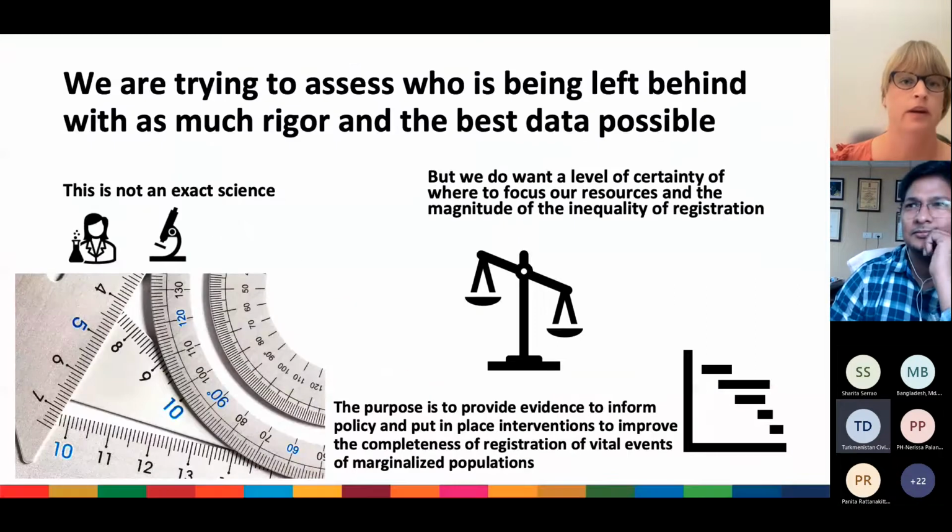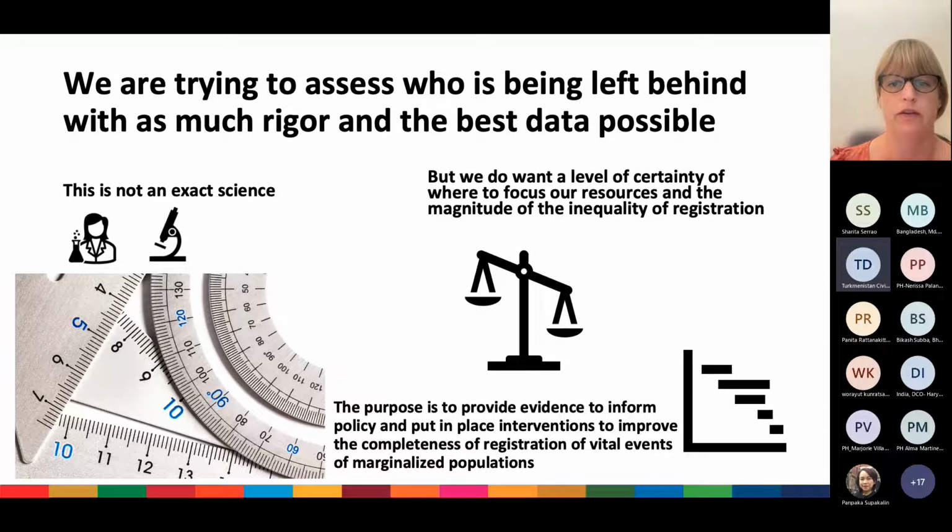So we discussed what an inequality assessment is, and we said it was a quantitative assessment trying to assess who is being left behind in the registration of vital events with as much rigor and the best data possible. So we said it's not an exact science because we're working with administrative data, so we know that there's likely to be more errors, and especially when you start disaggregating, there's a few more flaws in the data. However, we do want a level of certainty about who's being left behind and what magnitude they're being left behind, so that we can put in place interventions to improve registration of marginalized populations.